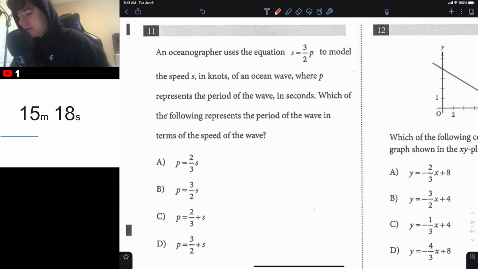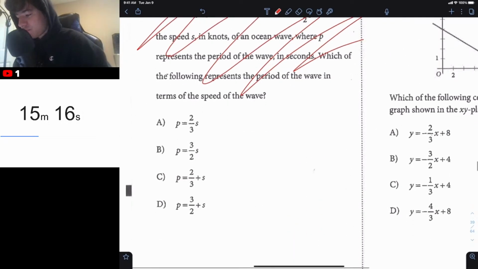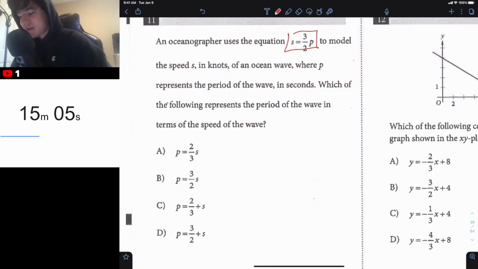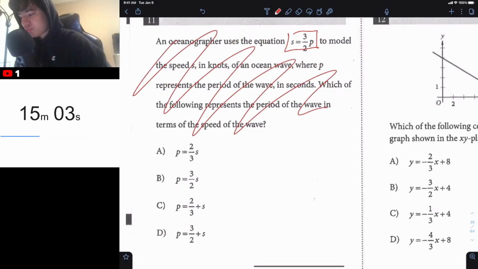Oceanographer, blah, blah, blah. I don't really care. I only care about this guy, actually. But notice the answer choices. The reason I cross all that out is because the answer choices are all P equals, P equals, P equals, P equals. What does that tell me? That tells me I'm just going to be solving for P, which is pretty easy.